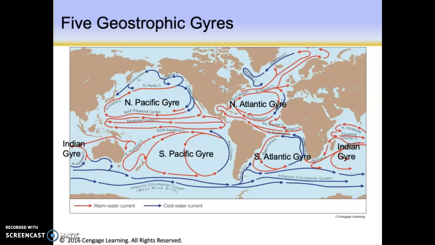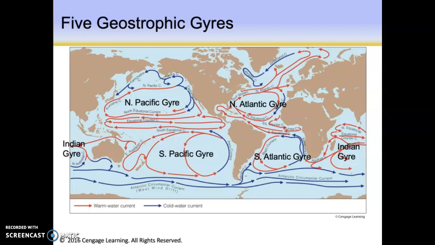One of the things I would point out on this map is the Indian gyre is kind of split in half because of where they cut the map. The other current that some people might recognize is the East Australian Current.